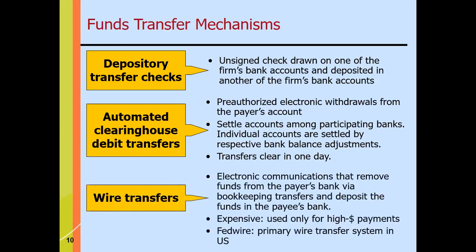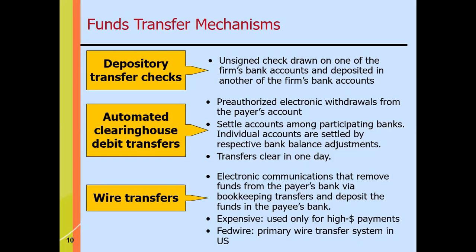Another one would be the wire transfers, which are electronic communications that remove funds from the payer's bank via bookkeeping transfers and deposit the funds in the payee's bank. So basically, the money would be removed from the payer and then transferred electronically and deposited to another. However, this would be expensive. That's why it is to be used only for high dollar payments. And this is for the US.